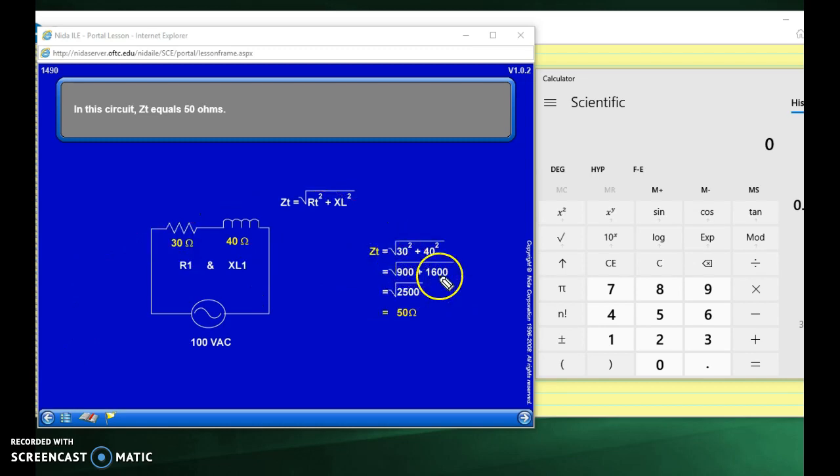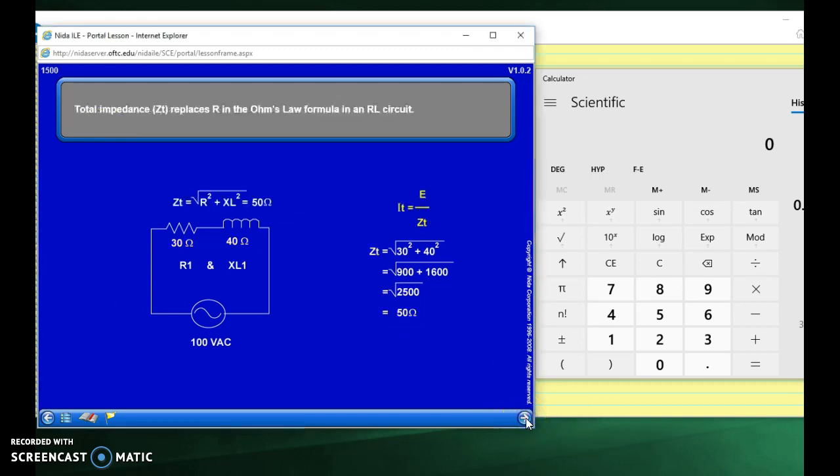If we square 30, we get 900. If we square 40, we get 1600. If we add those two together, we get 2500. We take the square root of that, we get 50 ohms, which is the overall impedance of this circuit. So we're going to have to see how that applies to another one. We're going to work some examples, I'm sure, so we'll go along.